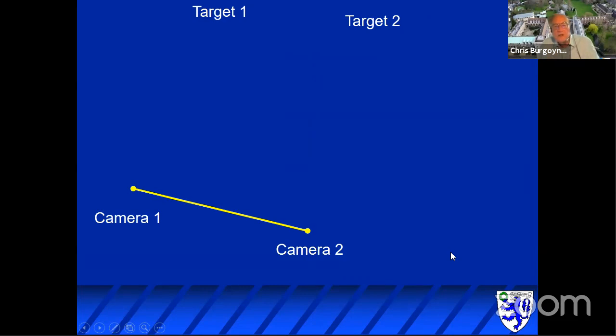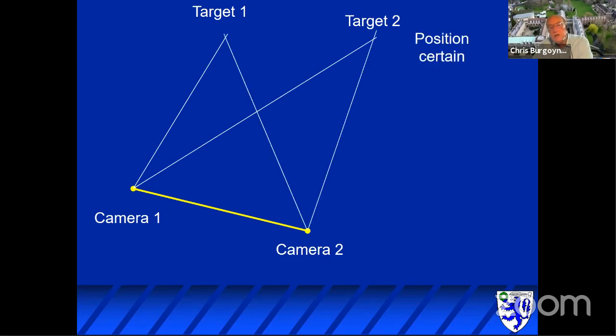Now, the way surveying and photogrammetry works essentially is that you have 2 camera positions here, and there are 2 targets over here that we're looking at. We look at the target from camera 1, and we look at the target from camera 2, and these lines cross, and that tells me that I know where target 1 and target 2 are in relation to camera 1 and camera 2. But what we always do in surveying is take some checks.